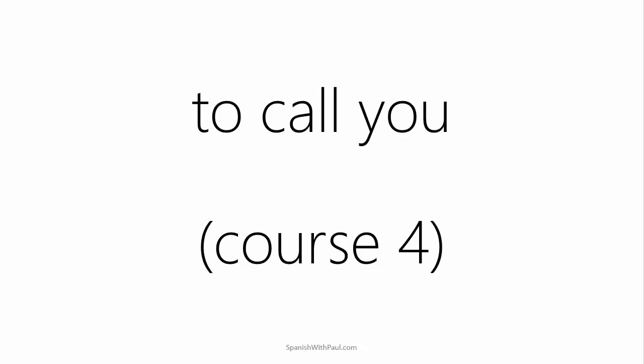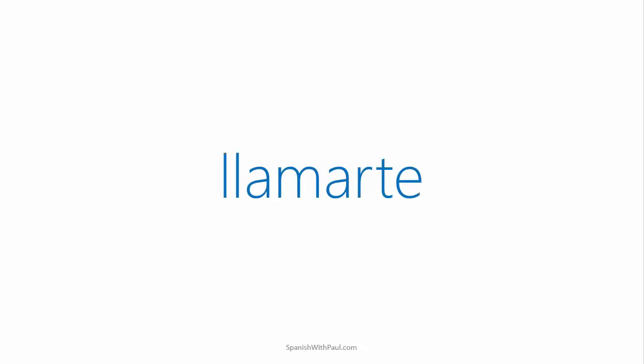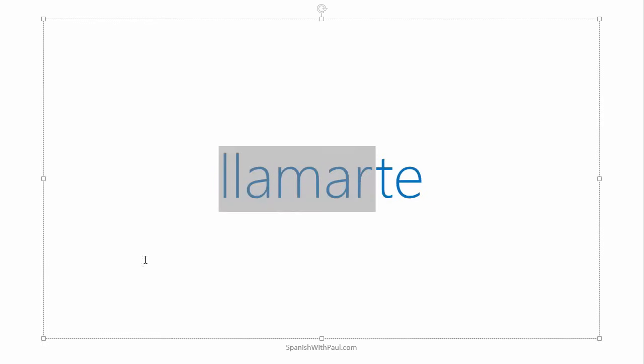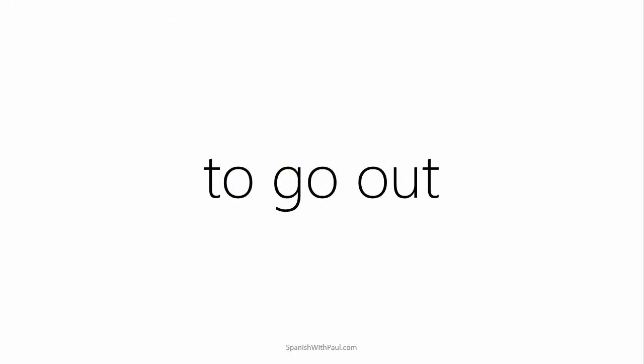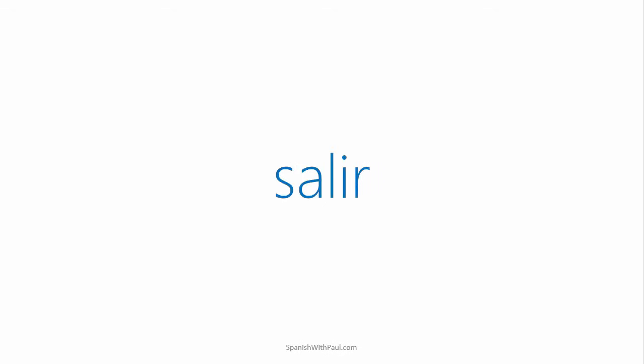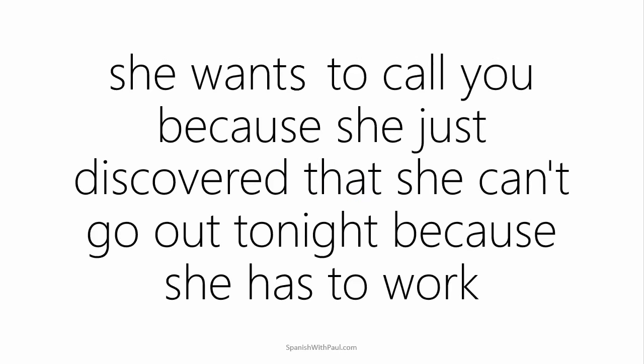And how would you say to call you? We covered this in course 4. Llamarte. Here we have the verb llamar, and te means you. So to call you would be llamarte. One more. What's the verb to go out? Salir. Now, let's try to put it all together into a jumbo sentence. How would you say, she wants to call you because she just discovered that she can't go out tonight because she has to work? Again, pause and think it out step by step.